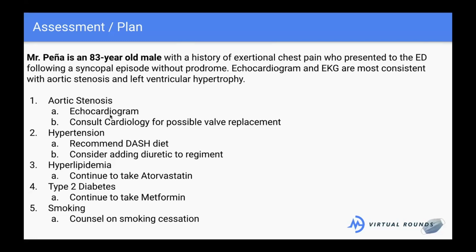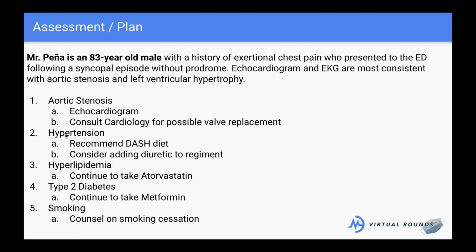It takes a dynamic picture of the valve so we can really see if it's a stiff valve, how stiff is it? And then we want to talk to cardiology because he might need a valve replacement, especially if he's passing out. And then as far as other things, we can't ignore all of his other, we call them comorbid conditions, or the other things that he has.